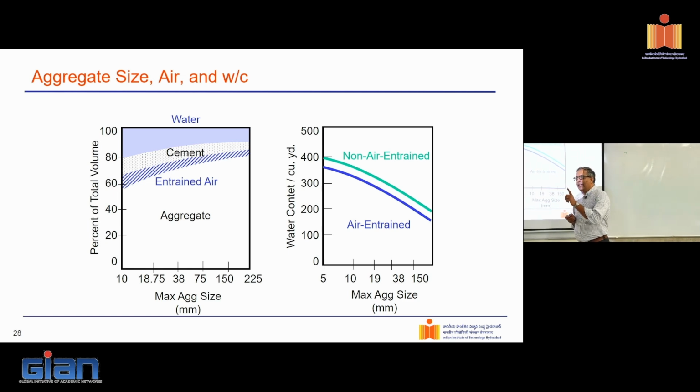Now, think about what we are doing in printing. Typical nozzle size is 50 millimeters. So you think this will work? Even that is too big. So what happens? Now I start coming down here. Then the paste content goes through the roof. And that is reality. The concrete we're using in printing has a very high paste content.